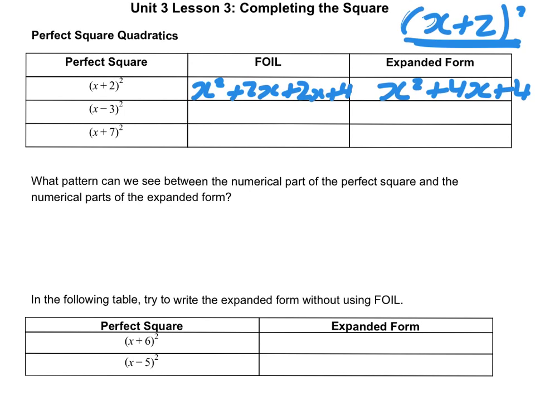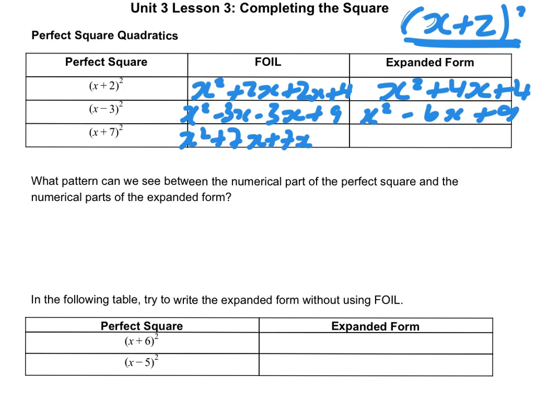Look at the next one. If you FOIL this out, you're going to get x squared minus 3x minus 3x plus 9. So in total it's x squared minus 6x plus 9. And the last one, x plus 7 squared, again by FOIL you get x squared plus 7x plus 7x plus 49, which simplifies to x squared plus 14x plus 49.